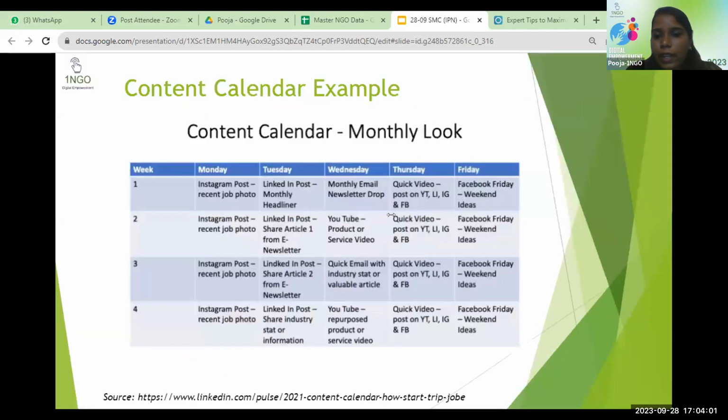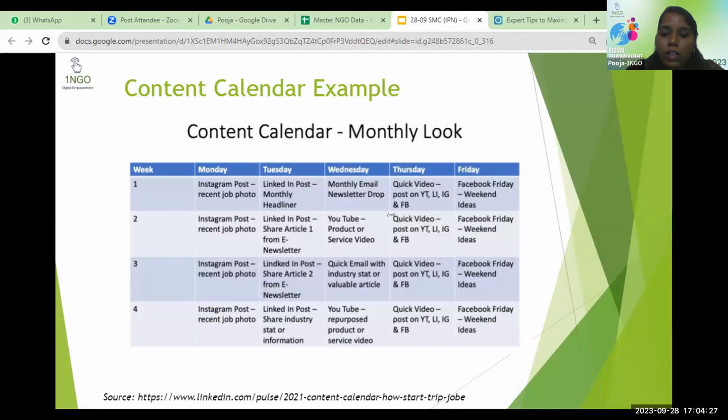For example, I have taken an example of a monthly look of a calendar where you can see 4 weeks and what should be posted on these platforms. Am I using Instagram on the first day of the first week? And on Thursday of the first week, I will use a video bite that will go on YouTube, Facebook, or Twitter. This is an example of a calendar.